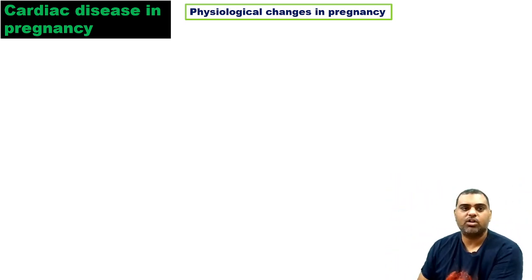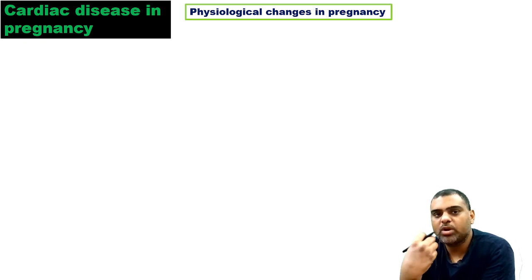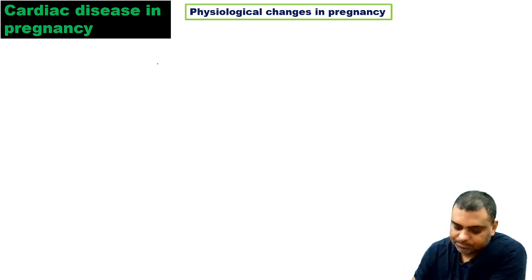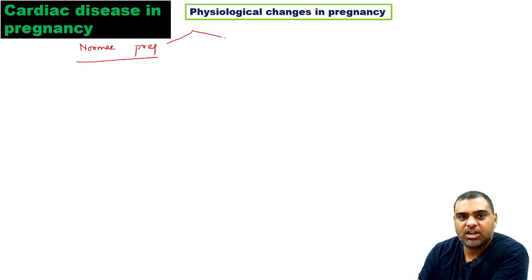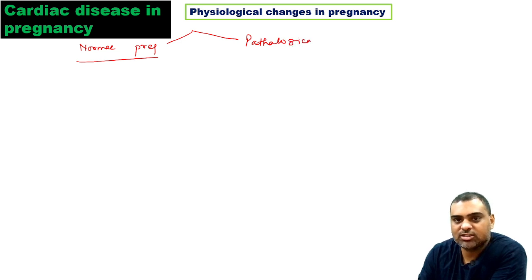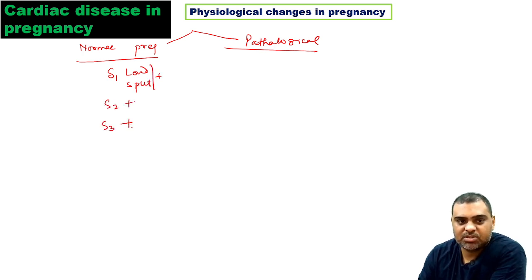Now we have to understand how to identify a cardiac disease. For example, what we will see in a normal pregnancy, and second, what is pathological. We have to know these things. Now S1 is loud in normal pregnancy and a split can be present. S2 is present, S3 is present, but S4 is not present. So presence of S4 is pathological.